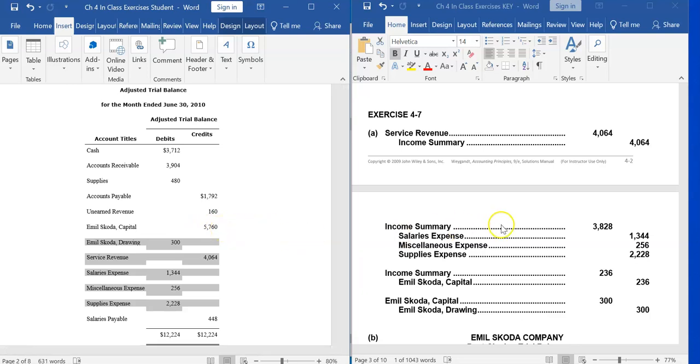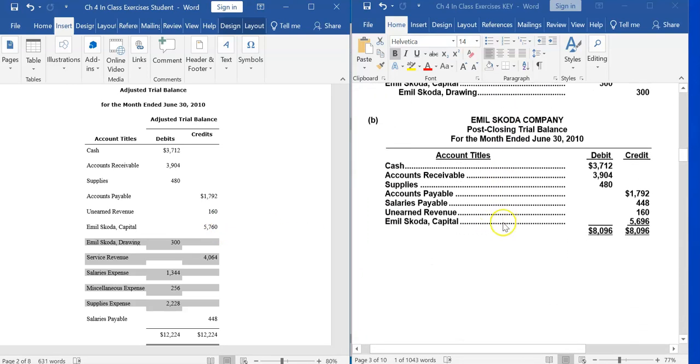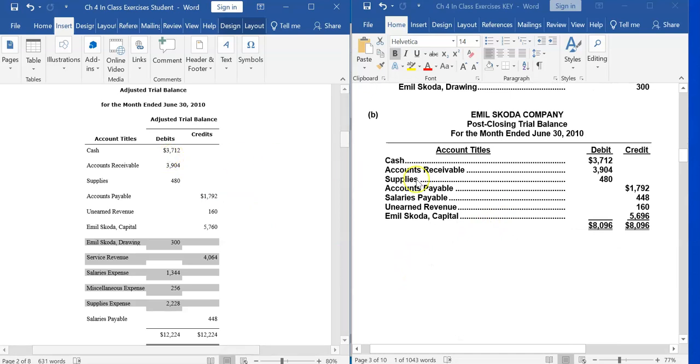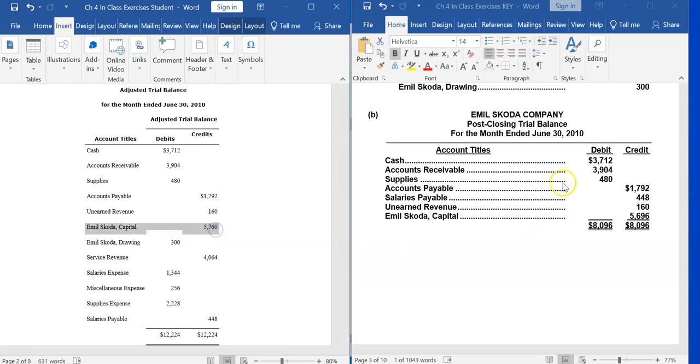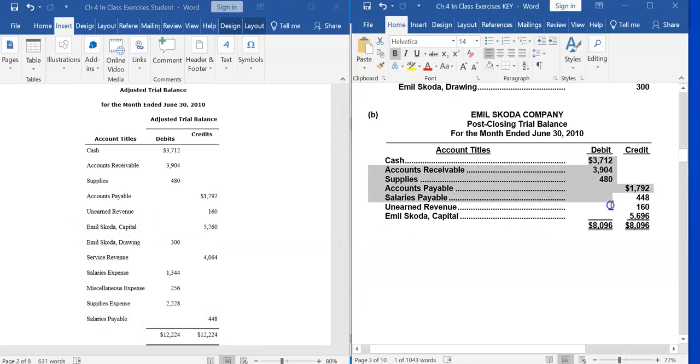If I were to prepare a post-closing trial balance, we will see that only the assets, liabilities, looks like they snuck a liability down here on us as well, and the owner's ending capital balance have any balances left in our post-closing trial balance. We could have these other accounts listed here, but their balances would be 0, so there's no reason to include them in the post-closing trial balance.